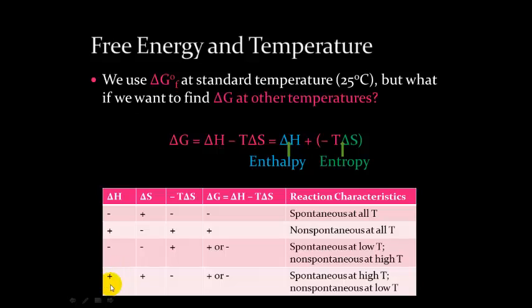If we have an endothermic reaction, so you have to put energy in, but our universe is becoming more random, that's a good thing. If they're both positive, it will be spontaneous at high temperatures. So if you plug in a high number for T, your delta G will be negative. But it will be non-spontaneous at low temperatures, and we'll do some practice problems with this in class.